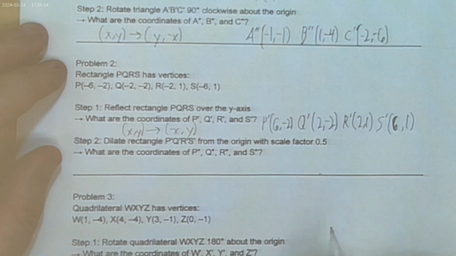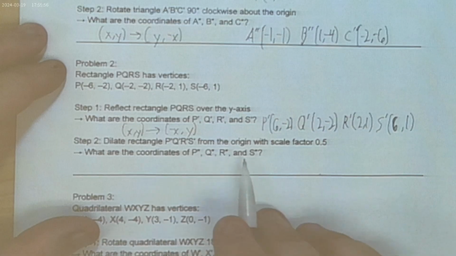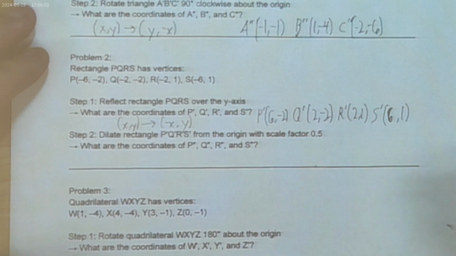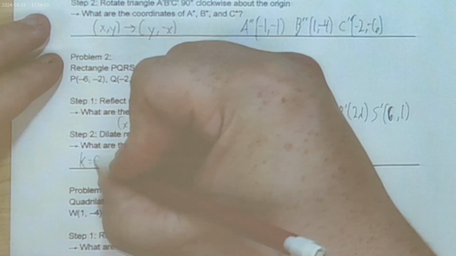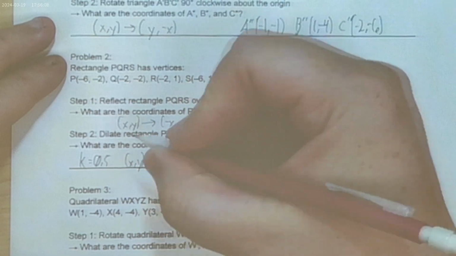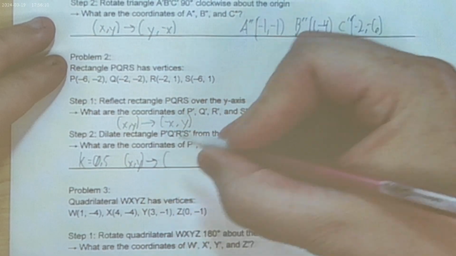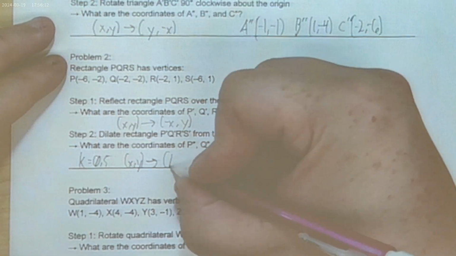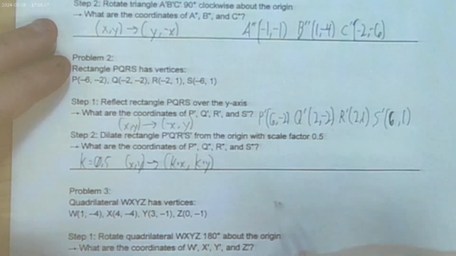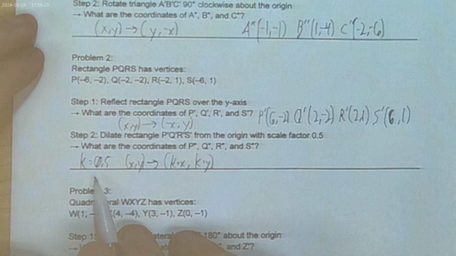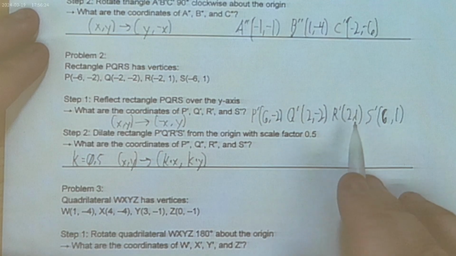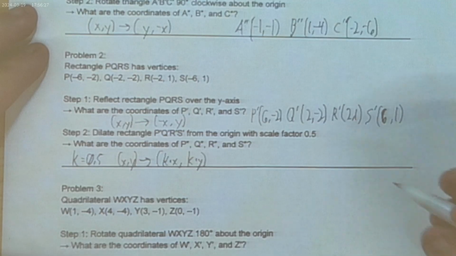Now we dilate this triangle from the origin with a scale factor of 0.5. Now remember, when we're working with scale factors, we have k equal to 0.5. What that means is that for every x and y, the dilation transformation is going to be k times x, and then k times y. So you're taking this k factor, which in this case is 0.5, and you're just multiplying every single number by this k factor, and that becomes your transformation.